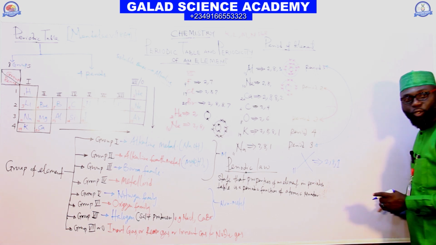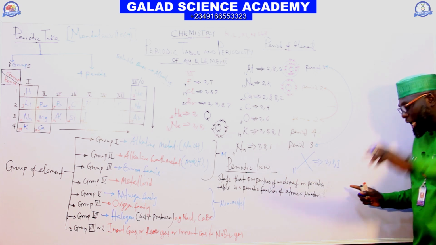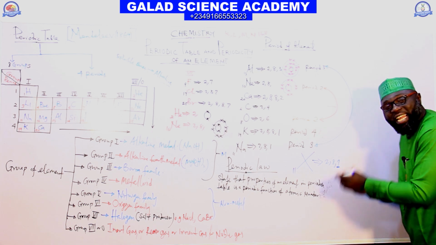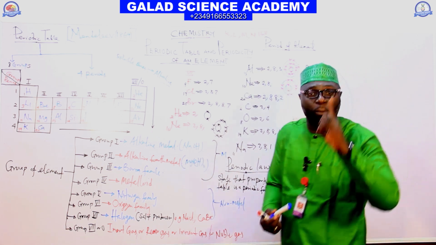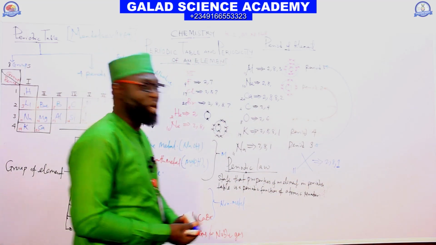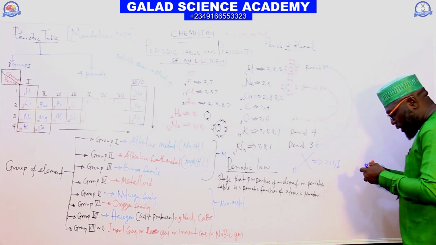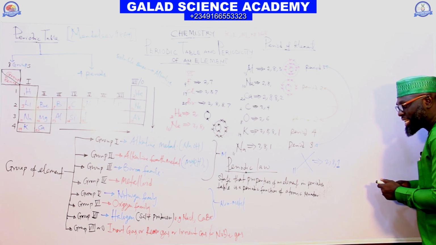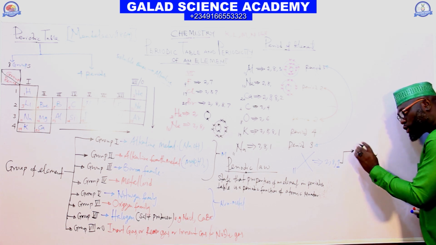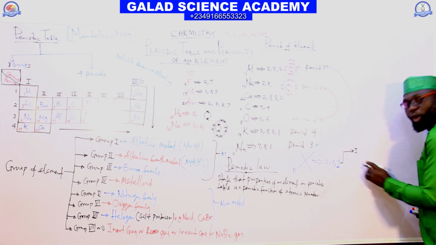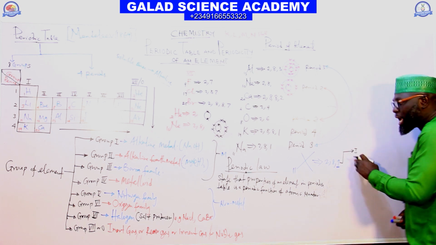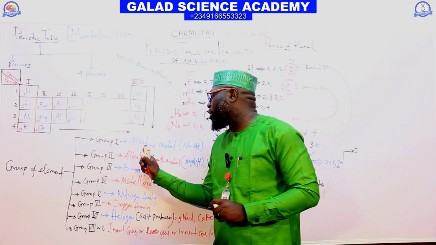With the atomic number, we know this element has one electron in its outer shell, and any element with one electron in its outer shell must belong to group 1. So the first property of element X is that it belongs to group 1 in the periodic table.